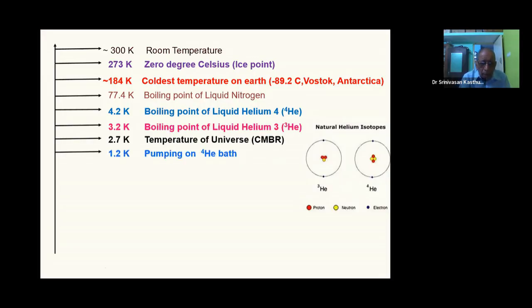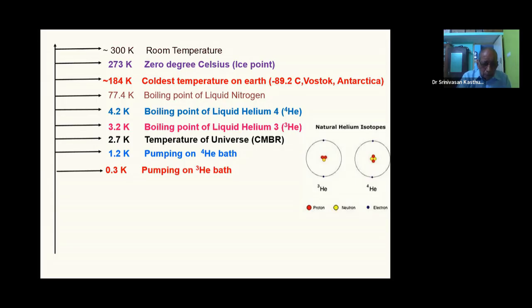If you pump on a liquid helium bath, please remember we mentioned the different methods of producing low temperature. One of the methods is to have induced evaporation. That means you take a bath of helium and then keep pumping on helium. Then you will have the induced evaporation, and thereby you will lower the temperature of the bath, and it can reach a temperature of about 1.2 Kelvin in a metal cryostat.